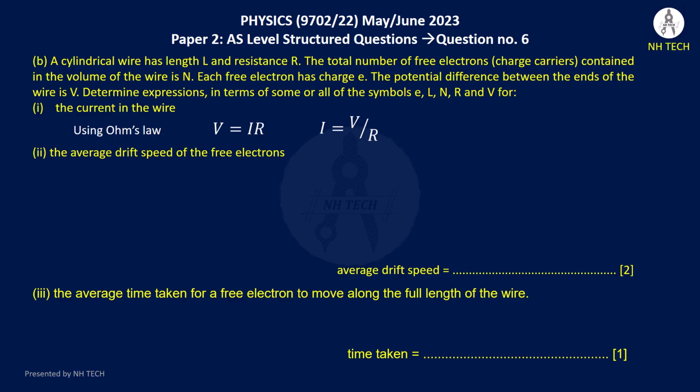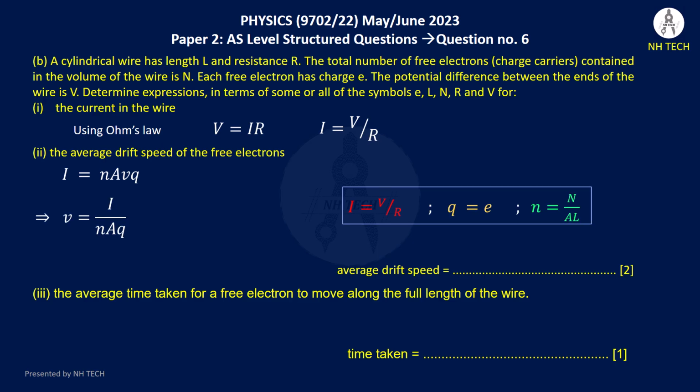In the next part we have to find drift speed. To find the drift speed, consider the formula, which we have recently derived, I is equal to NAvQ. Rearrange it for drift speed. Now, substitute V by R in place of I and E in place of Q, and by definition of charge density, which is number of electrons per unit volume, substitute n equals to capital N over AL, where A and L combine to form volume. After substituting, rearrange to get the desired expression for the drift speed.